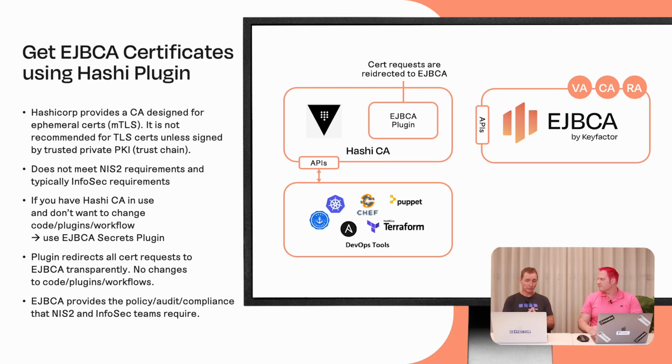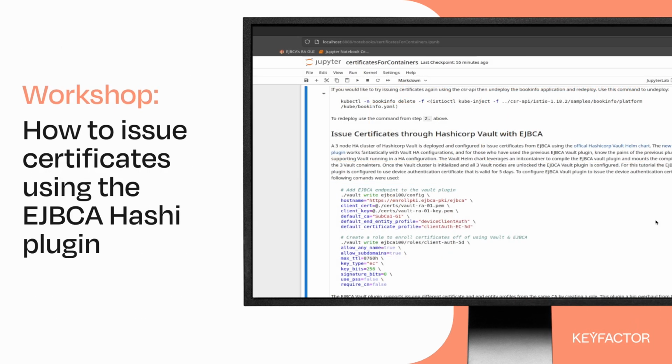So we built a plugin that allows us to redirect the calls to EJBCA. Much like you just saw with the CSR-API, where it redirects to EJBCA, same thing here. If your application, service mesh, or Kubernetes cluster is calling into Hashi to get a cert, it'll actually redirect it to EJBCA where we will work the magic. So again, handing it back over to my good buddy Sven. Let's go take a peek.